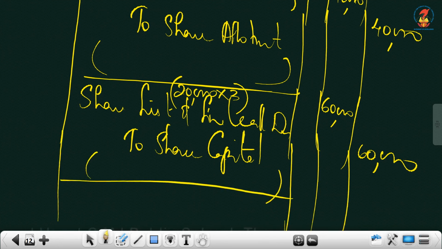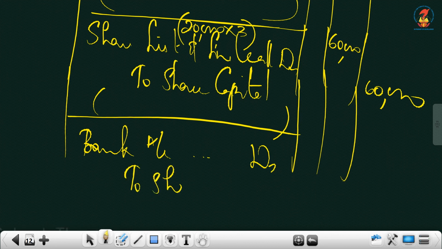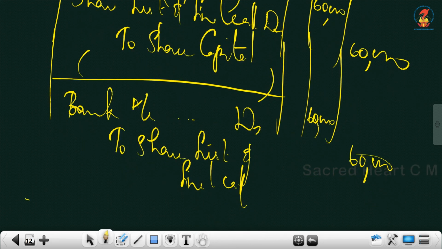Write the narration, then you write the receipt entry, that is bank account debtor to share first and final call. That is again 60. It's the same thing. No change in this entry. With that, this question is over.